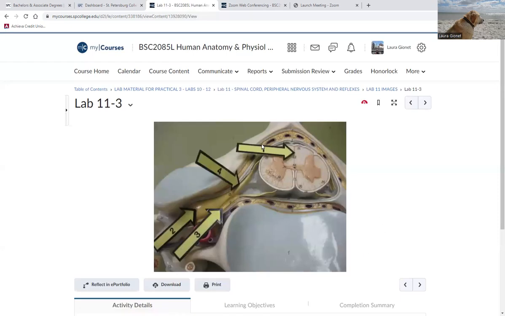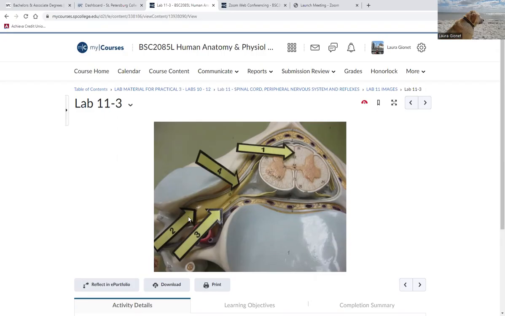Okay, new slide, same model. We're going to just look at different stuff. Here we have 1, 2, 3, and 4. Now 2 is pointing to this kind of lump of yellow tissue. That's where the cell bodies of sensory neurons are going to be located.